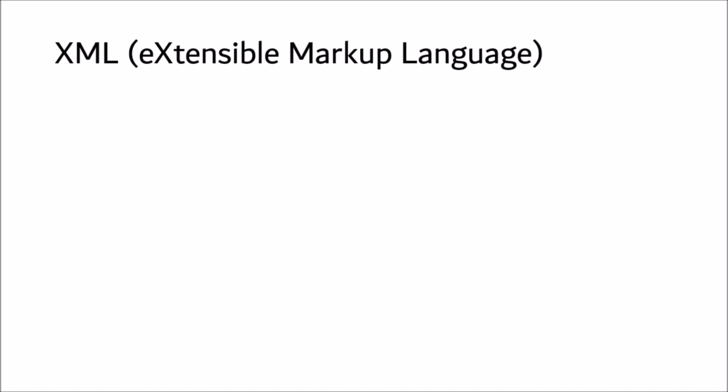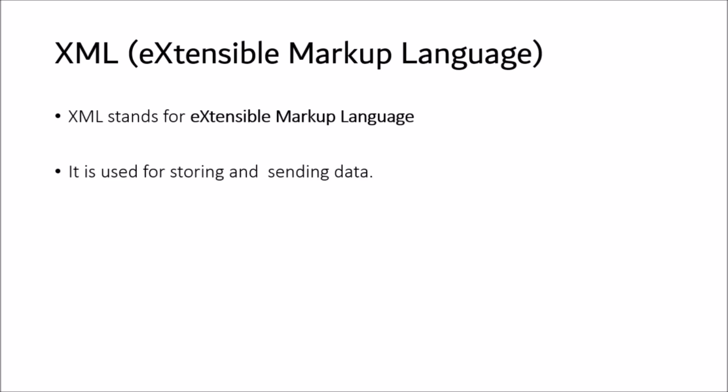Now begin with XML. It is extensible markup language. So it is like HTML. We know that HTML means hypertext markup language. So it is also a markup language. XML is also a markup language. Now, as I have explained, XML stands for extensible markup language. Generally, XML is used for storing and sending data, for transferring data from one computer to another computer, from one place to another place. XML is used for that.